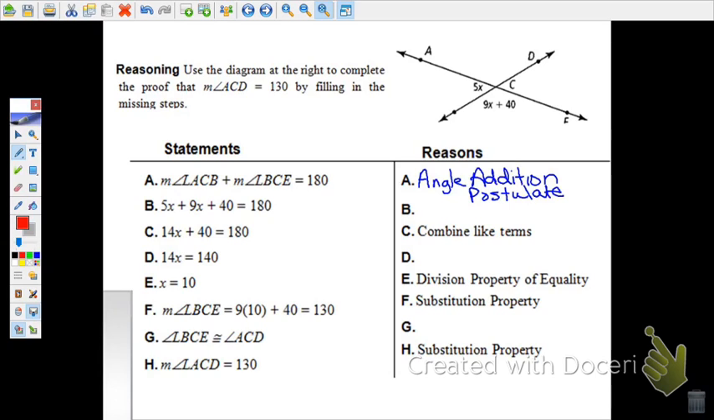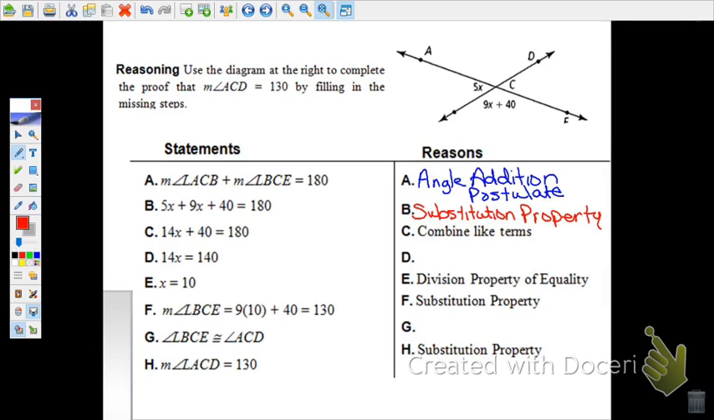What is our reason to moving to statement B? That's our substitution property. Even though the next statement and reason are both given, it's important for you to look at what is being done, because it's important to remember that a proof flows just like a paragraph. So we can't just look at one piece at a time. We have to look at what is happening step by step.